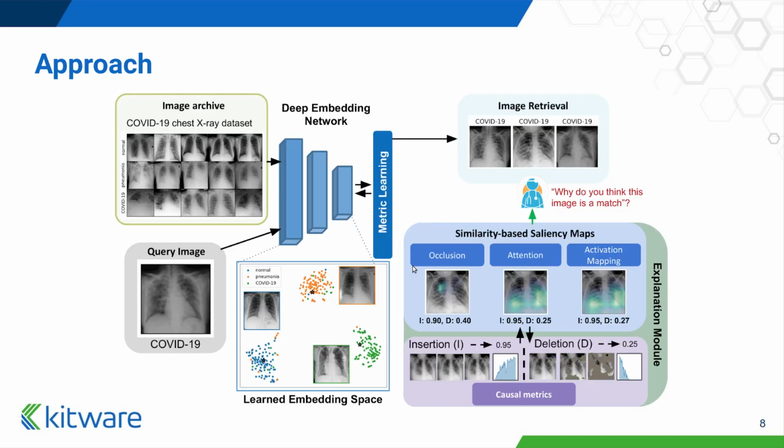Our overall approach is summarized here. Using deep metric learning, we learn a lower dimensional embedding space where different conditions can be easily separated. At test time, given a query image, the model retrieves the most similar images from the archive, shown here in the upper right. We can also compute different types of similarity-based saliency maps to provide a form of model explainability. To evaluate these saliency maps, we can compute the metrics of insertion and deletion.